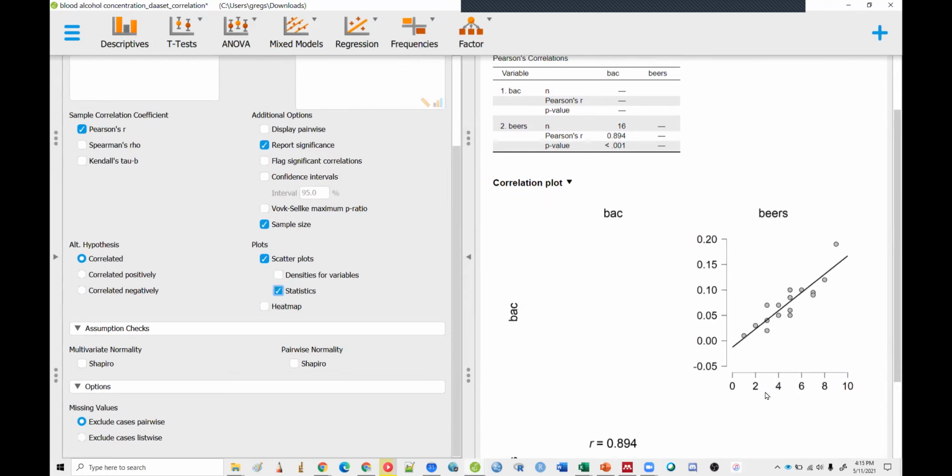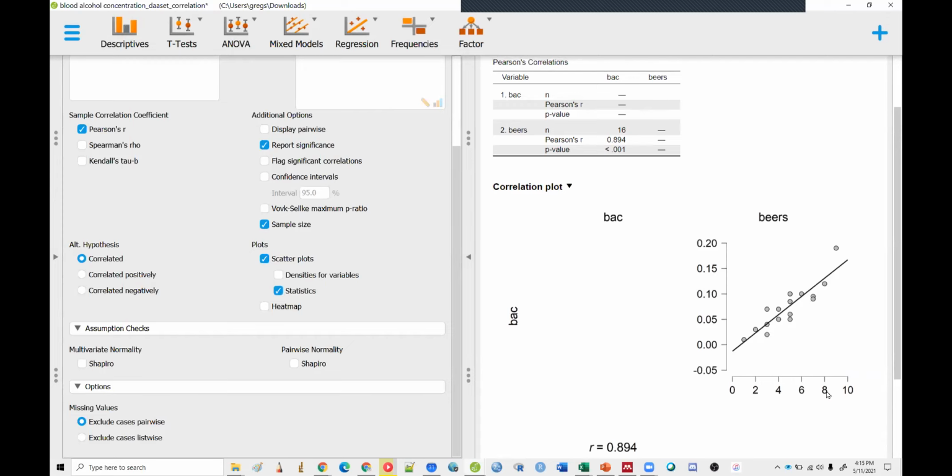So what you have here is beers represented on the x-axis. I don't know why it's doing this in a weird way. In any case, beers is on the x-axis because it's the independent variable, and blood alcohol concentration is on the y-axis, which is the dependent variable. When I post this, I'm going to highlight how you can get this to show the correlation plot in a way that it doesn't have just words all over the place.